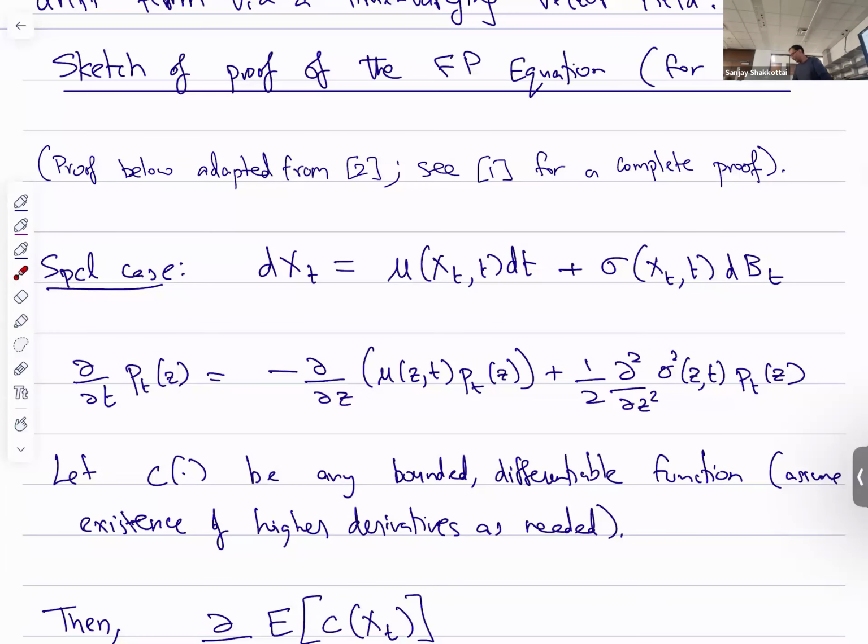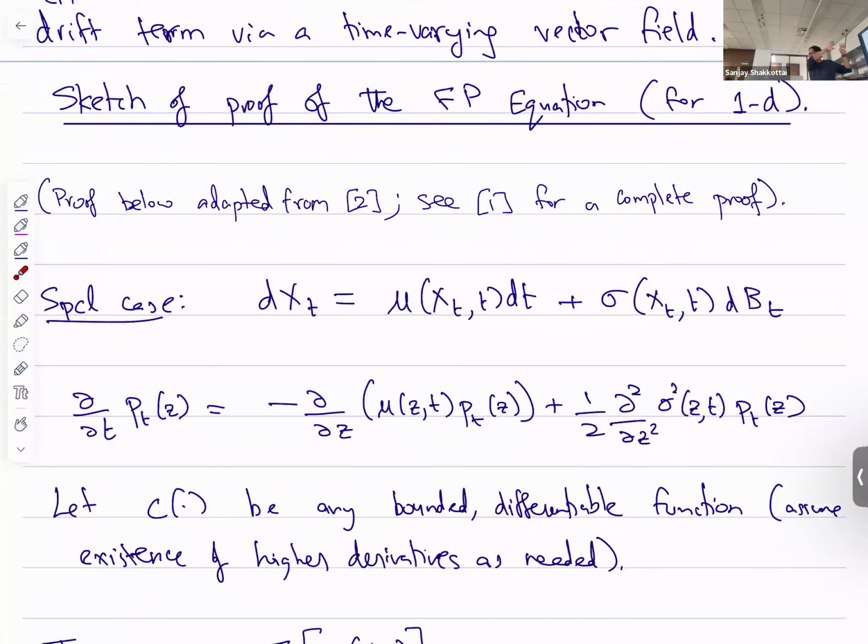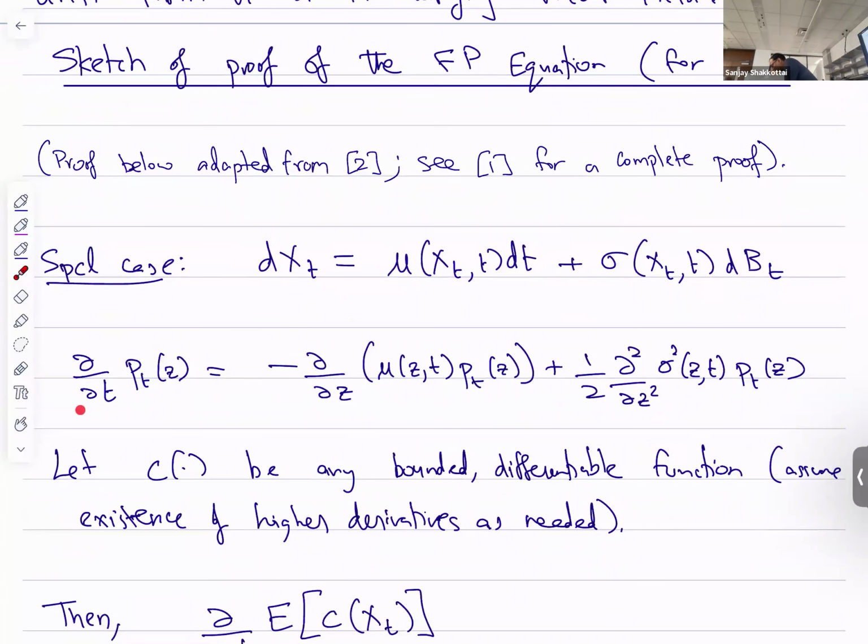Okay. Let's actually derive the Fokker-Planck equation, now for a 1D case. Everything I talked about holds for higher dimension, but let's do it in one dimension. So what is the one-dimensional version of Fokker-Planck? The rate of change of density is equal to the negative of the spatial derivative of vector field times density plus the diffusion term. So we want to show this.